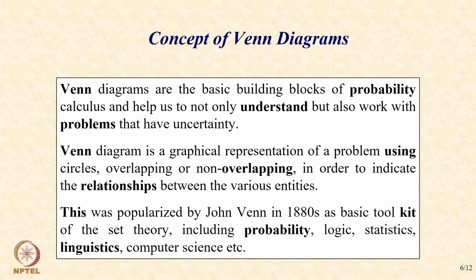This whole idea was popularized by John Venn in the 1880s as a basic toolkit of set theory, at the time when the whole idea of set theory was evolved. And of course, then it propagated to probability, logic, statistics, linguistics, computer science, you name the discipline, economics, sociology, everywhere. This whole idea of the Venn diagram becomes an extremely powerful tool for representing uncertainties and events which may either be overlapping or non-overlapping.